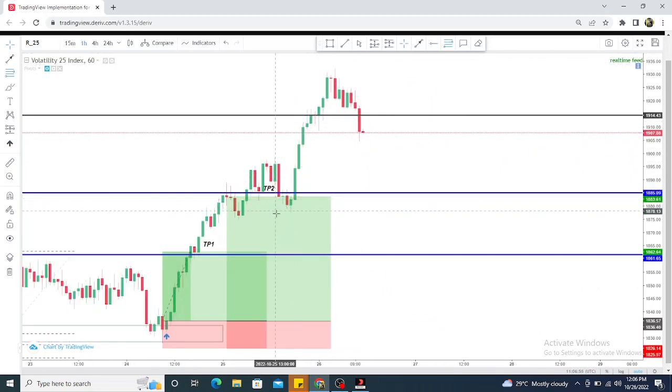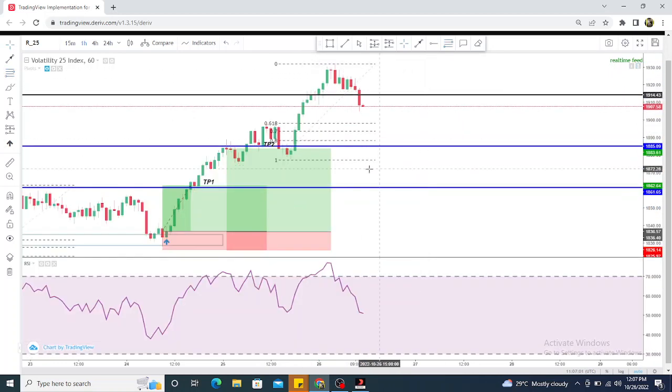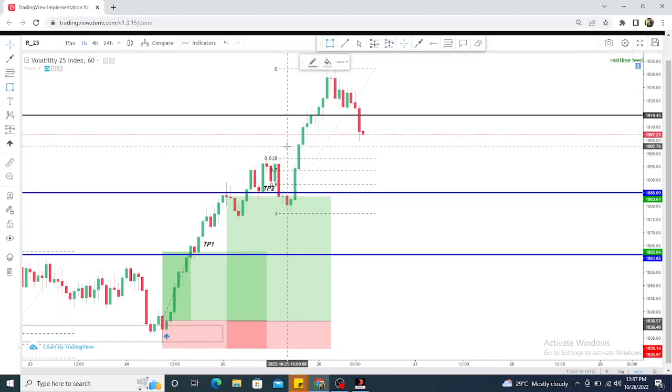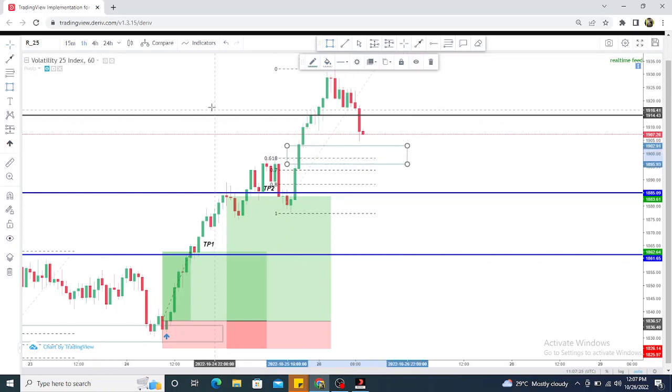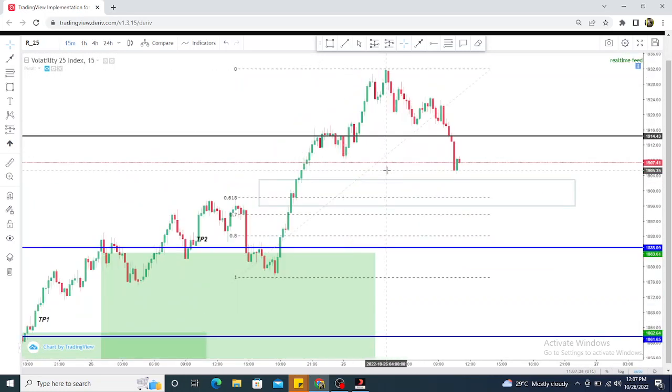If I place my fib tool from this low to this high, I'll look for my discounted area, and my discounted areas are below the 618 level. And if you check here, you have a fair value gap, a gap which the market has to mitigate or fill. So I'm going to put a rectangle from the week to the other week. This is a gap here, so I'll scale down to my lower time frame, the 15 minutes time frame, to see.